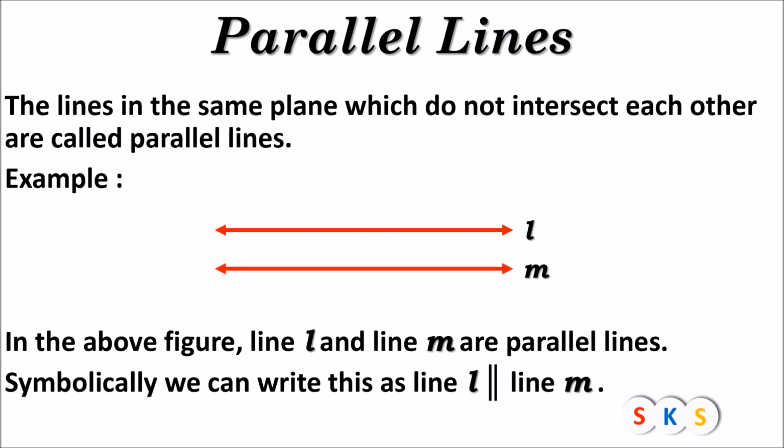Symbolically, we can write this as line L parallel line M. You can see there are two vertical lines. That is the symbol for parallel lines. So you can say that line L is parallel to line M.